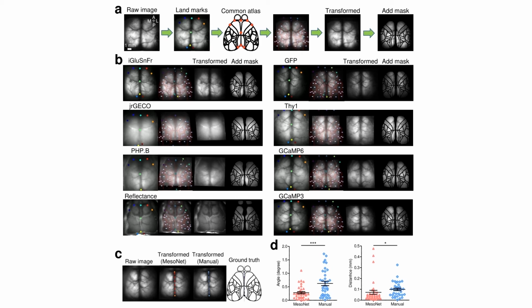To further quantify the performance of brain-to-atlas alignment, we compared MesoNet with manually labeled alignment by calculating the Euclidean distance between the landmarks of the anterior tip of the interparietal bone and cross-point between the median line and the line which connects the left and right frontal pole, and the angle of the midline compared to the ground truth common atlas. MesoNet performs significantly better than manual labeled alignment in both comparisons.